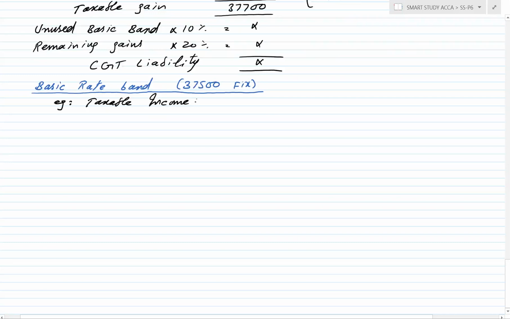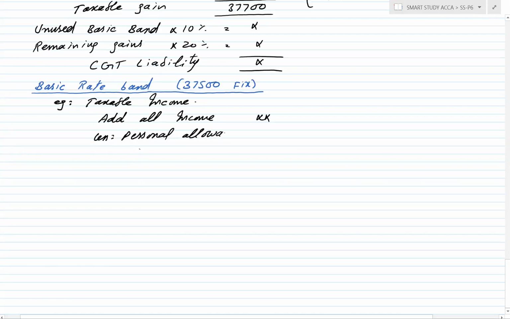Let's start with the term taxable income, and we will discuss these points in detail one by one. So how to calculate taxable income? Simply, we will add all incomes of an individual less personal allowance.